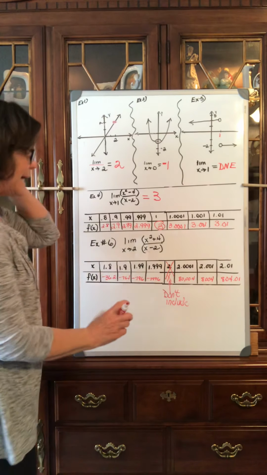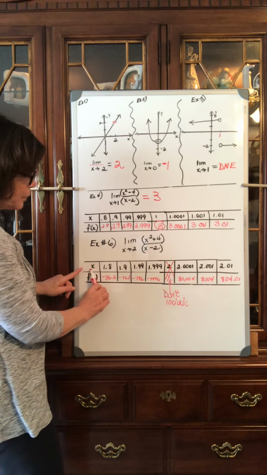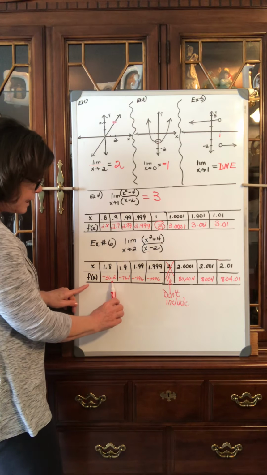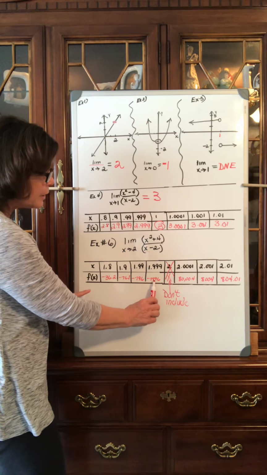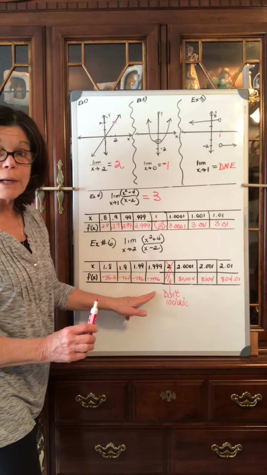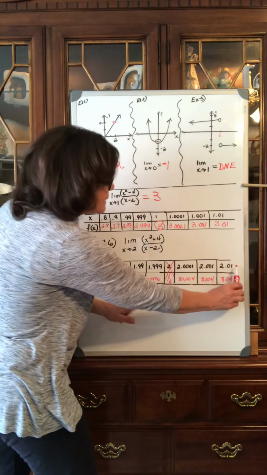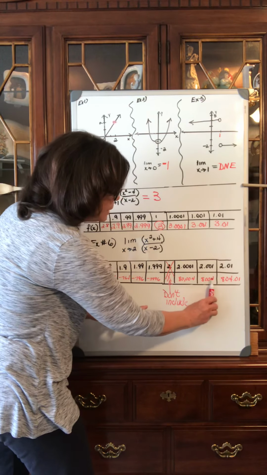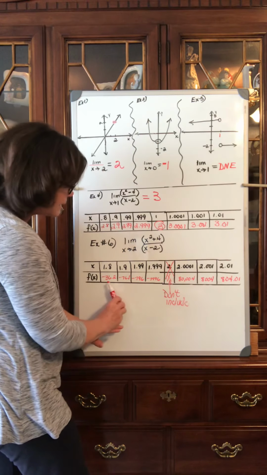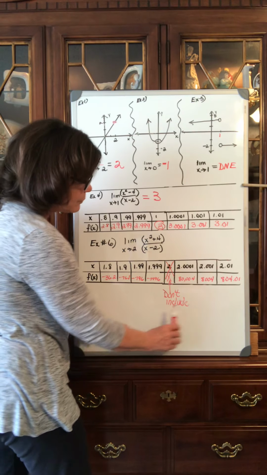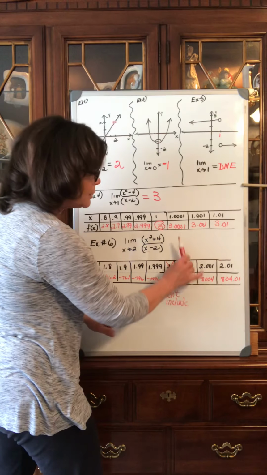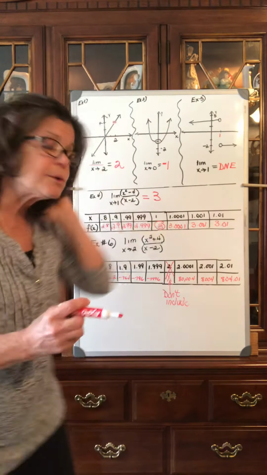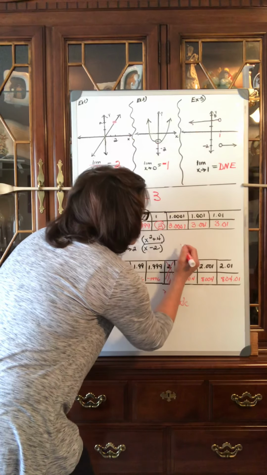So, as x is approaching 2 from the left, my f of x, my y values, are getting smaller and smaller and smaller. So they're going to negative infinity in the y direction. As x is approaching 2 from the right, my y values are getting bigger and bigger. So from the left, my y values are going to negative infinity. From the right, my y values are going to positive infinity. That means they're not coming to the same y value. So in this case, the limit does not exist.